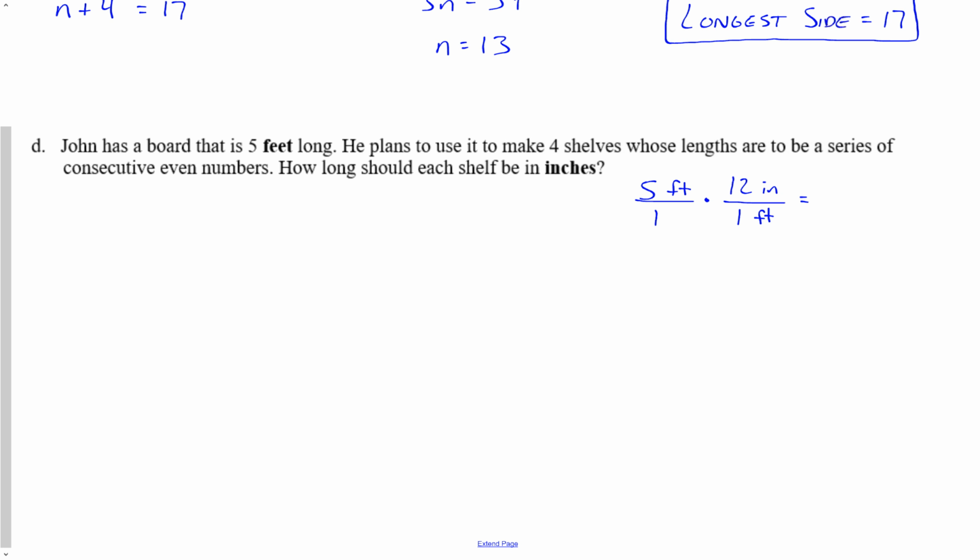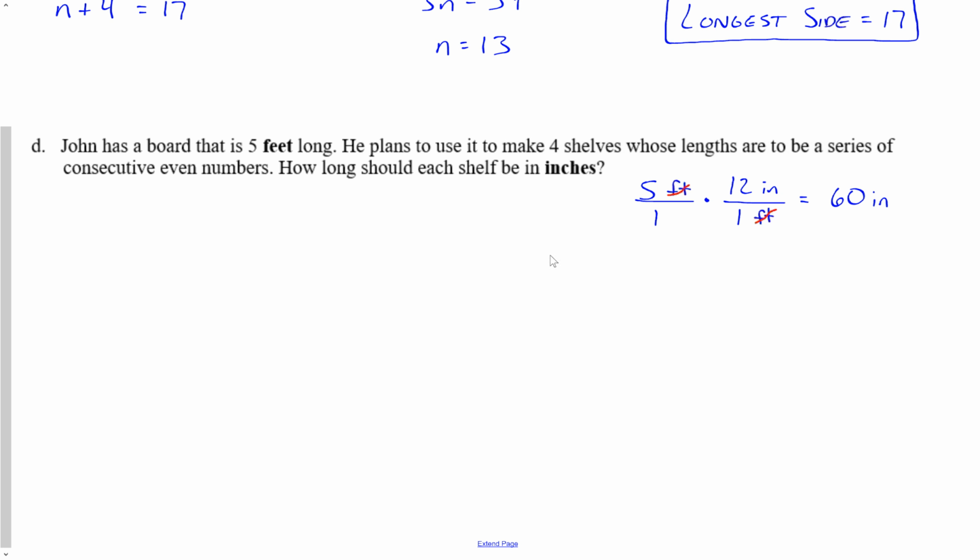Again, this has to be written this way so that your feet labels would reduce each other out, one on top and one on bottom, or numerator and denominator. And then we would take 5 times 12, and that would give us 60 inches. So 5 feet really is 60 inches, and we're going to use that new number because of how we are asked for our final answer.